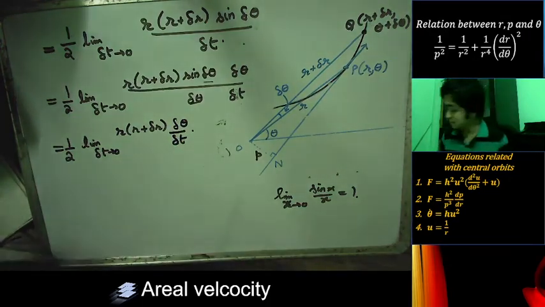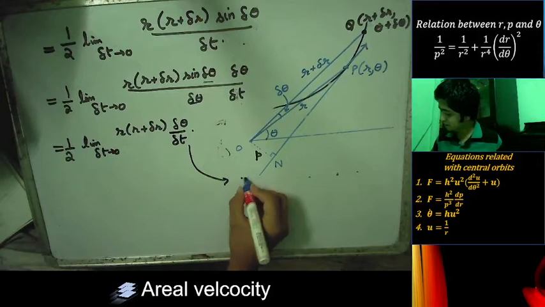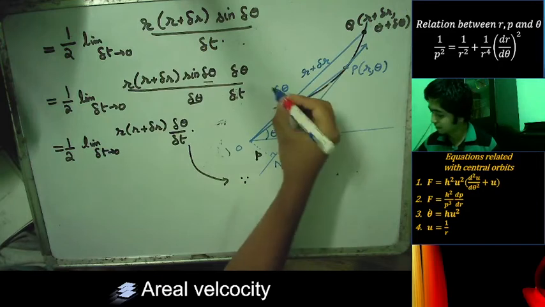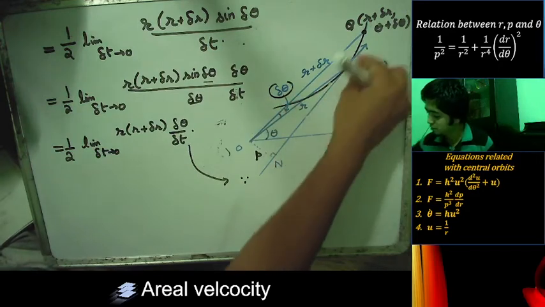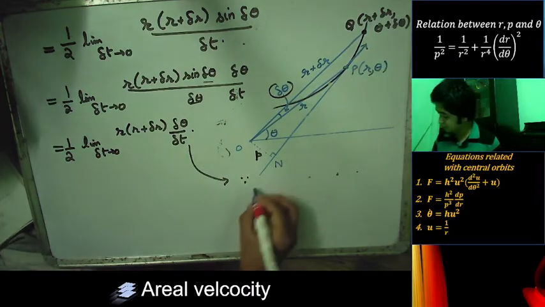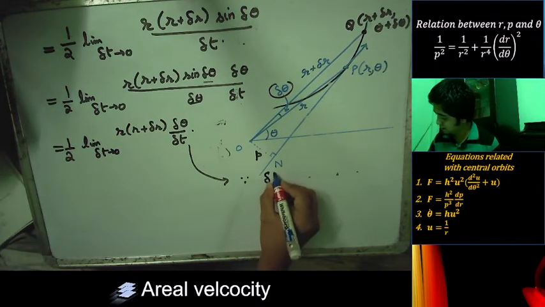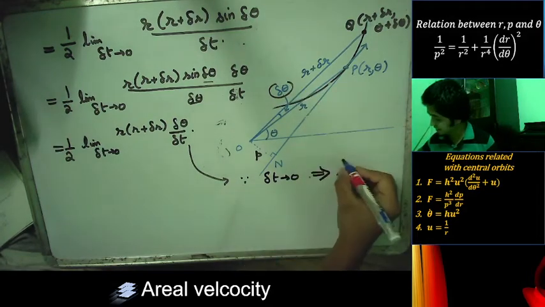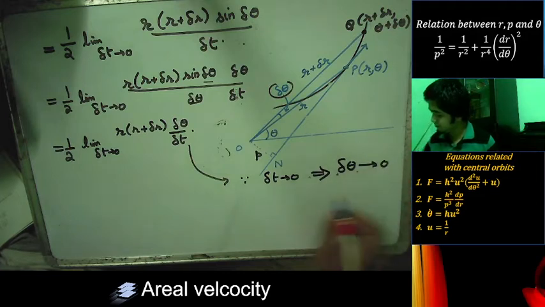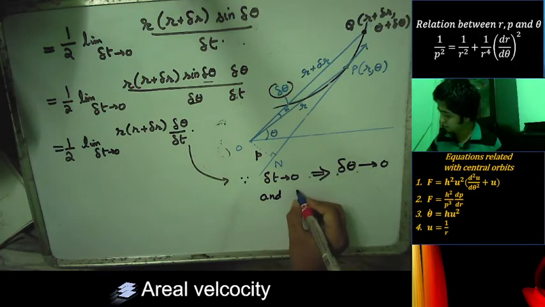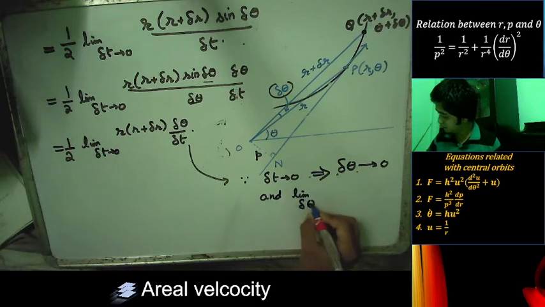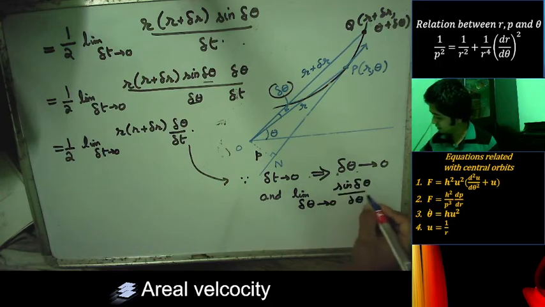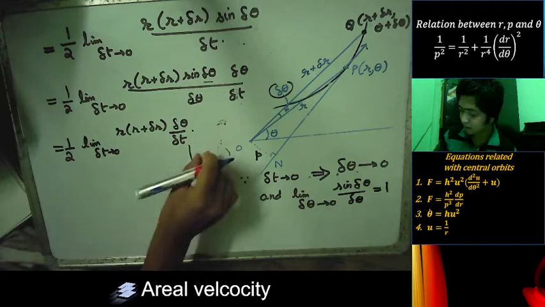And the reason for this: if del t is very, very small, then this theta will also be very, very small because Q is very close to P. Since del t tends to 0, it implies that del theta tends to 0, and therefore sine del theta by del theta is equal to 1. So that is what we are having.